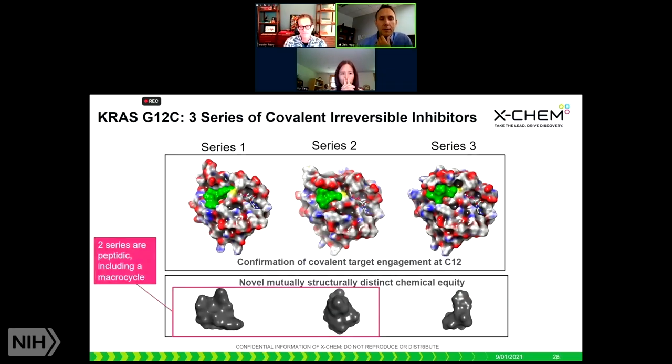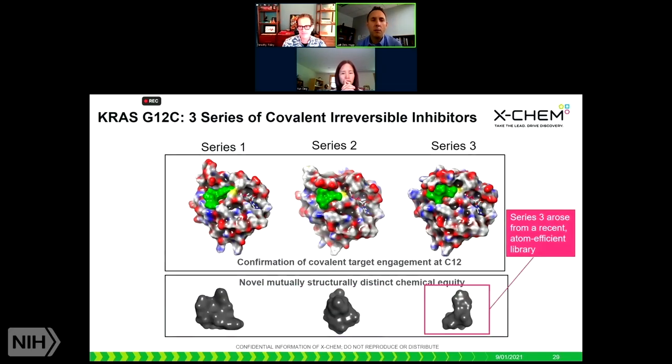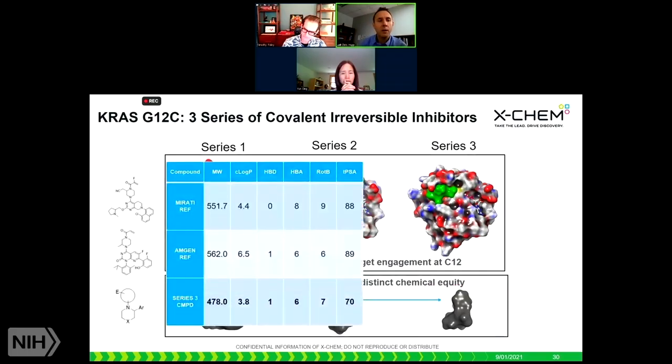Two of these compounds, the first two, series 1 and 2, come from peptidic libraries, including the macrocycle. But our third compound arose from a more recent atom-efficient ASA cycle library. If you compare that structure with the known inhibitors, of course, really the key players in this arena for KRAS G12C are Mirati. They have a compound in the clinic. Here's one of the examples of one of their compounds. Amgen, likewise, here's an example of one of their compounds. Wellspring also has a compound in the same vein as Amgen's, but our compound was definitely structurally distinct from all of these.